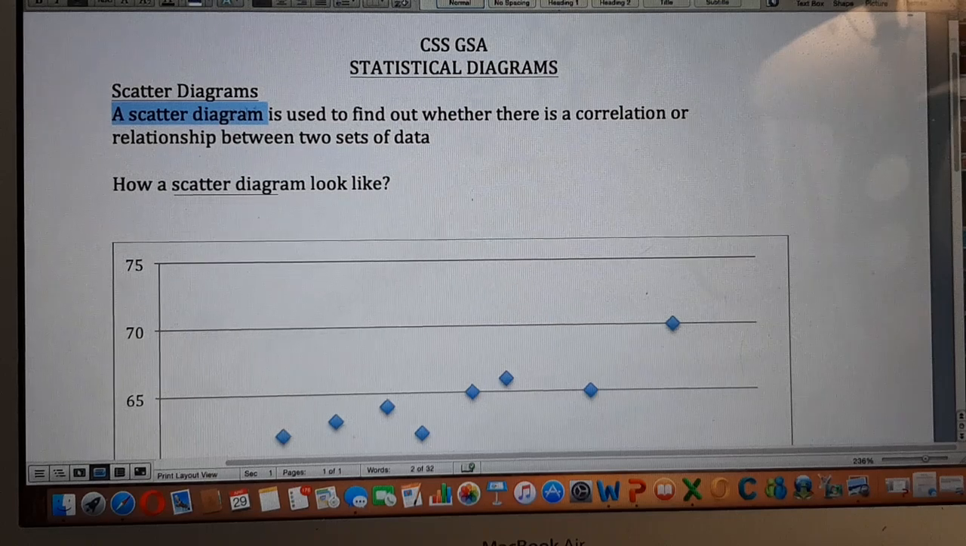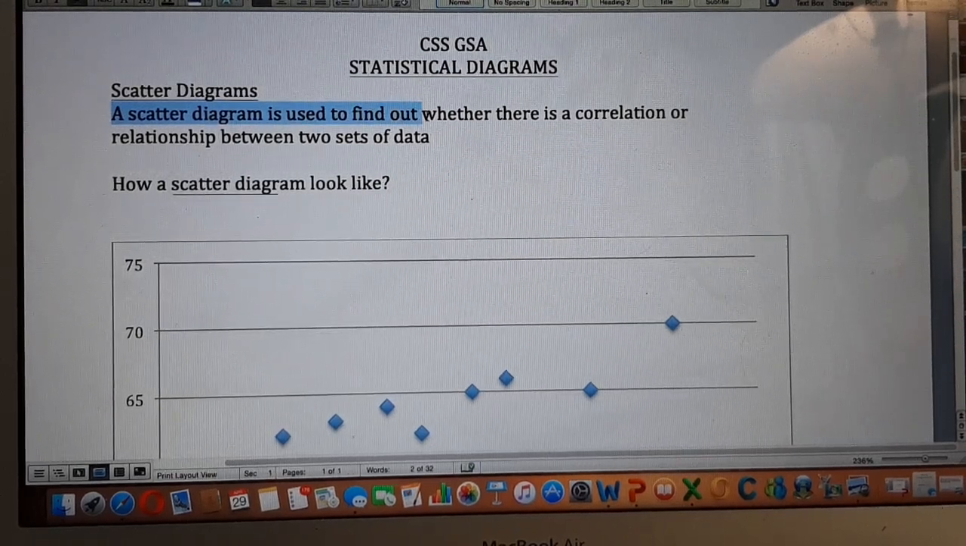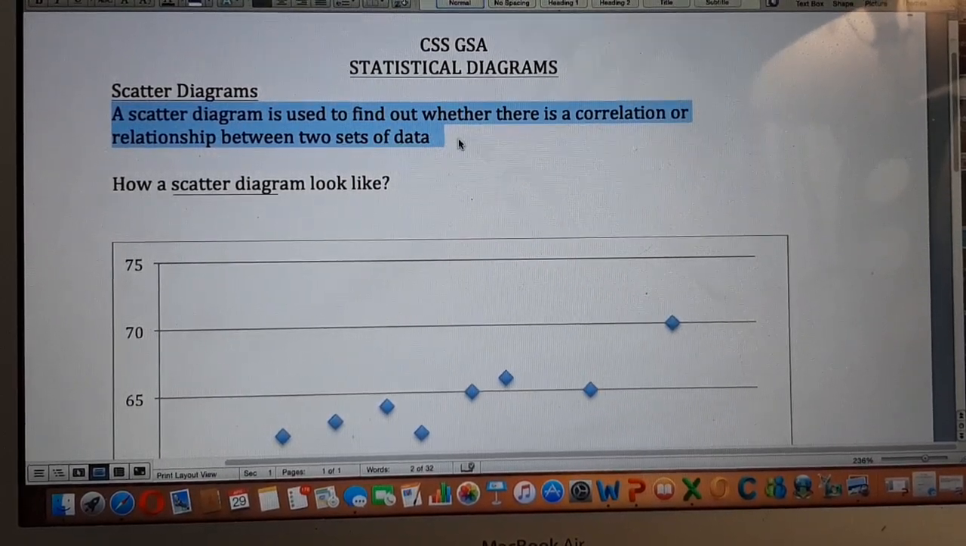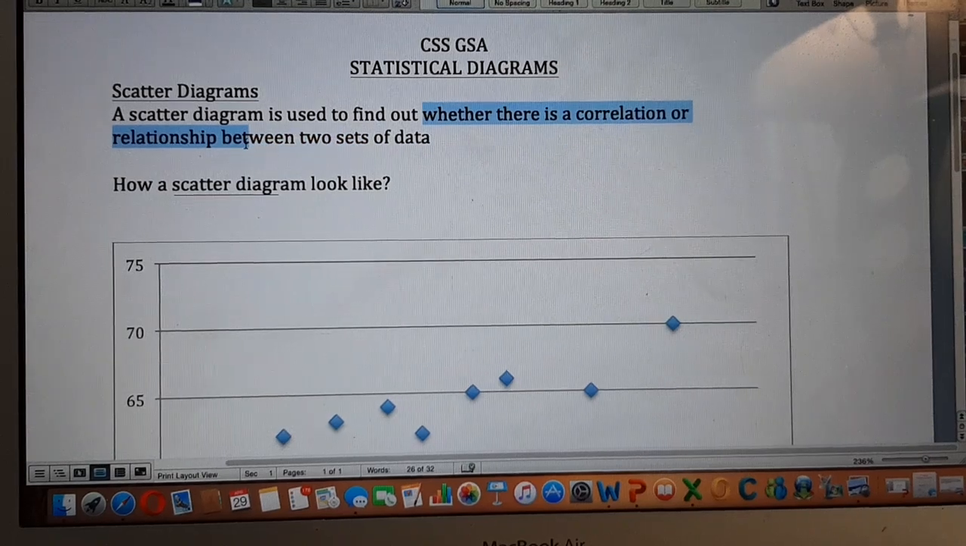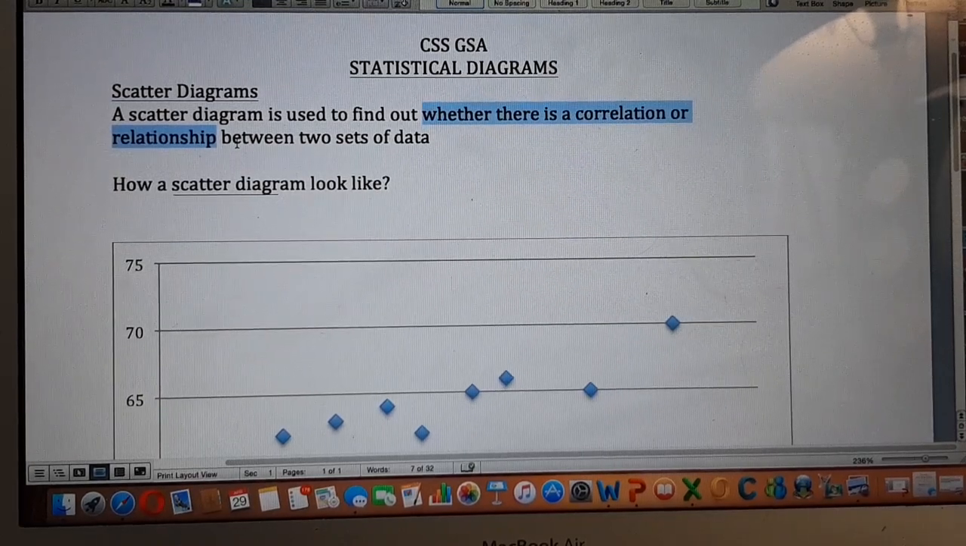A scatter diagram is used to find out whether there is a correlation or a relationship between two sets of data. So the question arises whether there is a correlation or relationship. Sometimes there may be a correlation between two sets of data, sometimes there may not be a correlation between two sets of data. Now I will be explaining this point using the diagram.